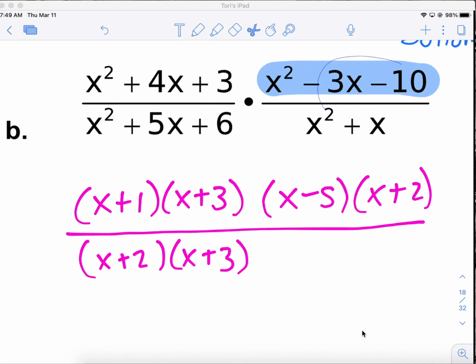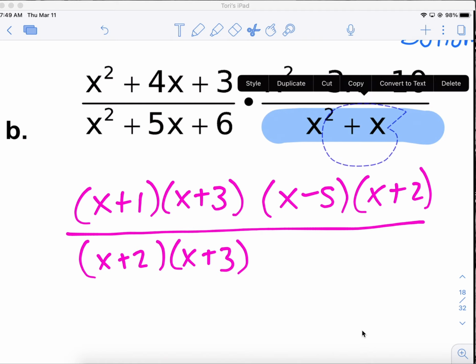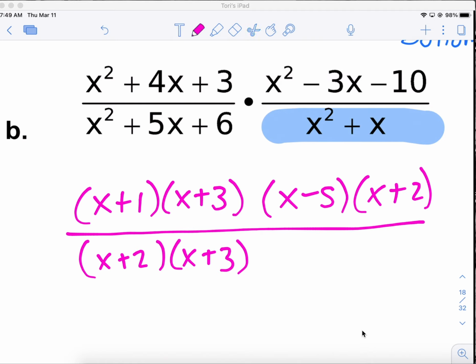And then the final one down here, there's only 2 pieces, but they definitely have something in common, so it's not a difference of squares or anything. I can take out an x like a GCF, and that would leave me with x times x plus 1. Now that I have all the pieces written out, and this is still multiplying, everything's just multiplying together with all the parentheses, I'm going to start looking for stuff to cancel.